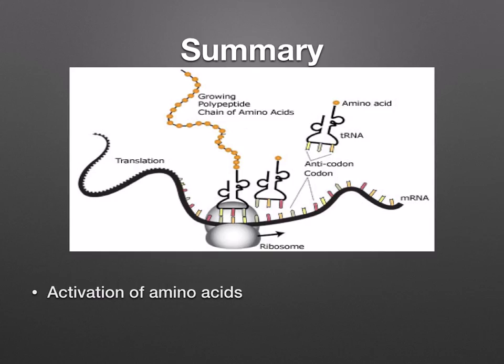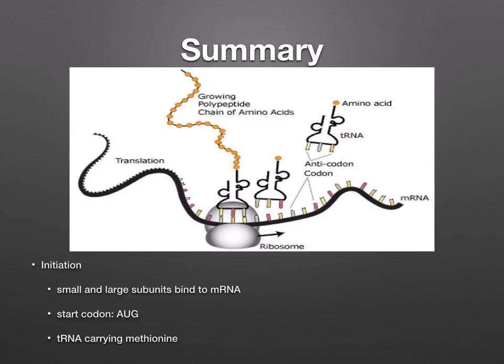Right, in summary, we looked at the different steps of translation. Remember that the amino acid has to first be activated. This uses energy from ATP, and it forms a complex called the amino acyl tRNA. Initiation is when the large subunit and small subunit of the ribosomal RNA bind to the messenger RNA. They bind at the start codon, which is usually AUG. And the tRNA, the first tRNA, usually carries methionine.